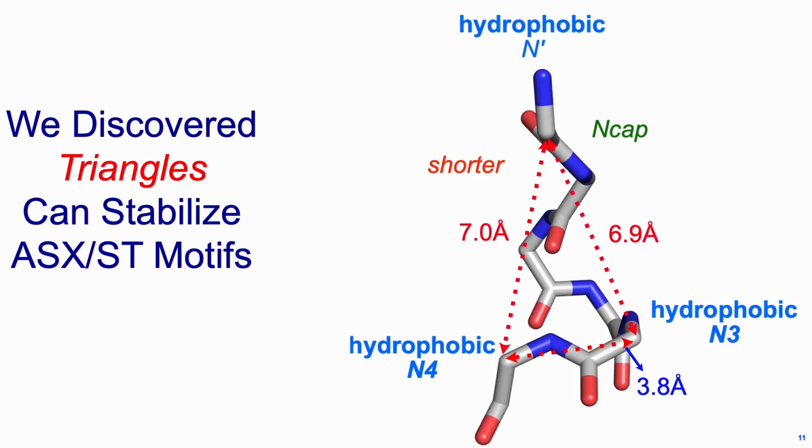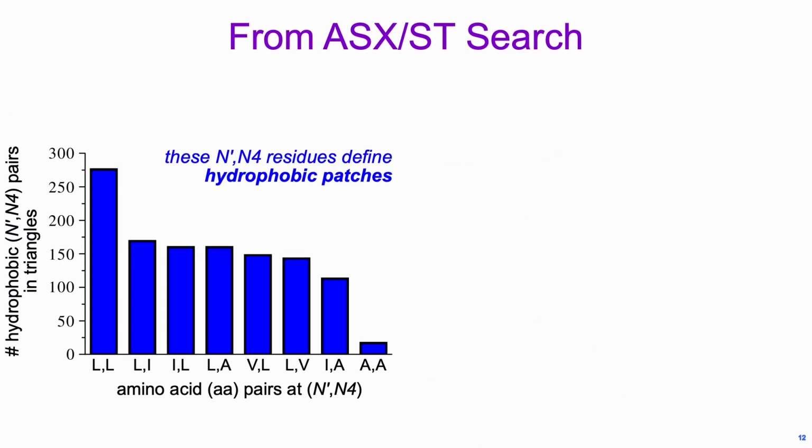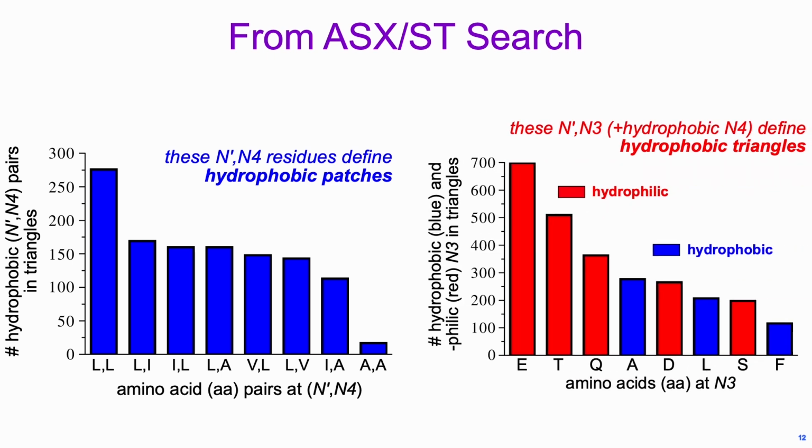But out of that, we realized that hydrophobic triangles are often formed as well between N3, N4, and the N cap side chains. Nearly always, the N' to N4 residues are hydrophobic in the form that everybody would recognize them. But at the N3 residue, these can vary between glutamic acid, threonine, asparagine, aspartic acid, and serine. These are residues conventionally regarded as hydrophilic. So why do we call them hydrophobic?